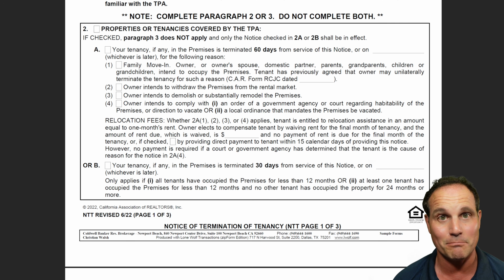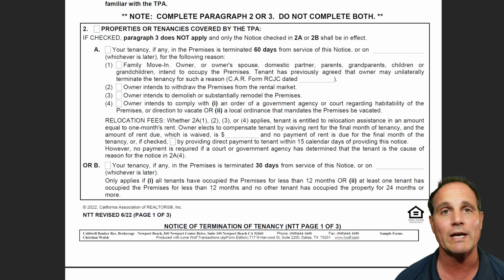And the next big important thing, and I'm glad they finally added it to the form, I don't know why it wasn't on previous forms, is the relocation assistance. AB 1482 requires the landlord gives a minimum relocation assistance of 1 month's rent. It can be given within the first 15 days, or it can be a waiver of the last month's rent. Be sure to check your local area to see if there is more relocation assistance required.